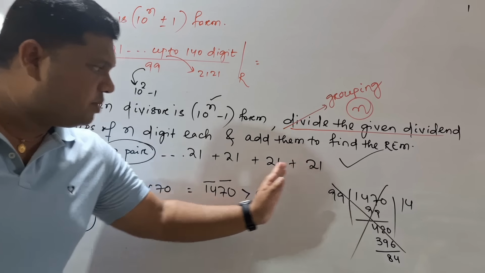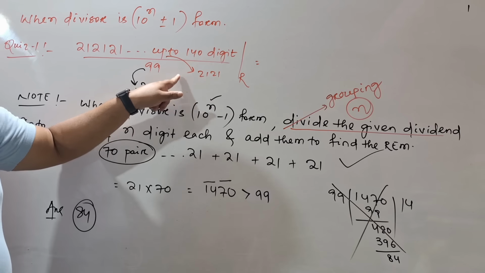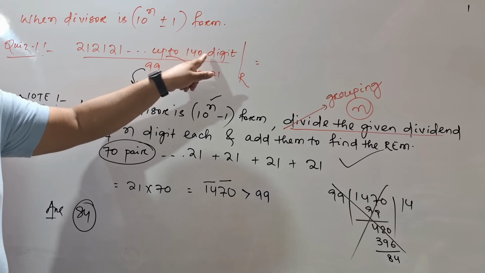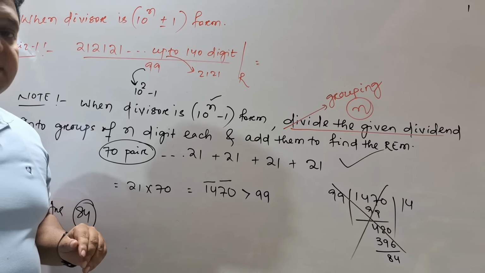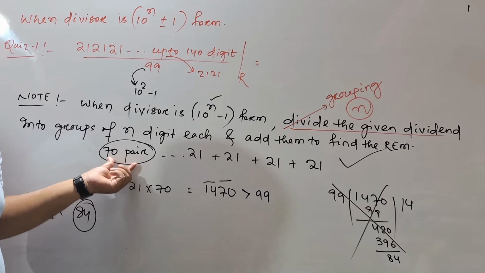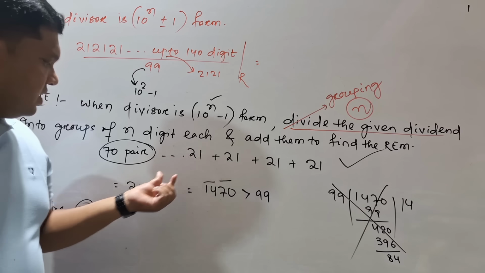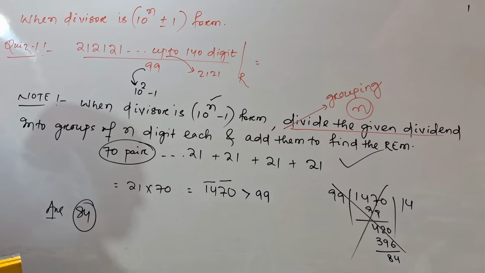And always do the grouping from right to left. Rightmost 2 digits, 21, then 21, then 21, then 21. Up to how many digits are available? 140 digits available. In a single pair, 2 digits are there. So how many such pairs are possible? 70 such pairs are possible. So 70 times you have to add. So 21 into 70. Done?